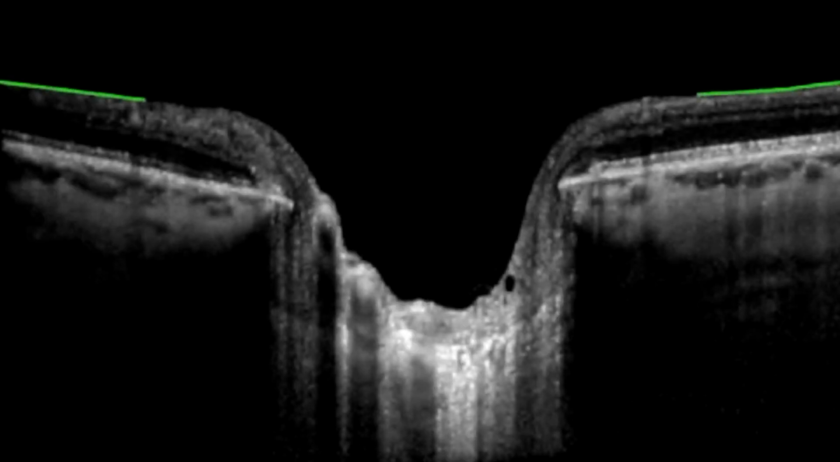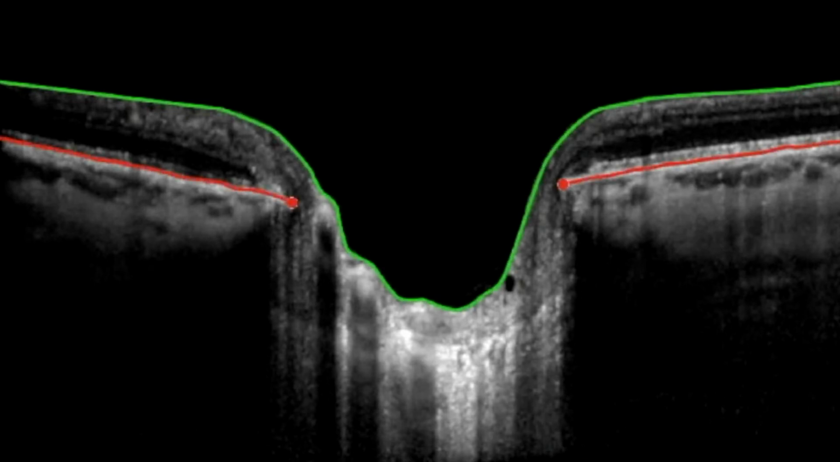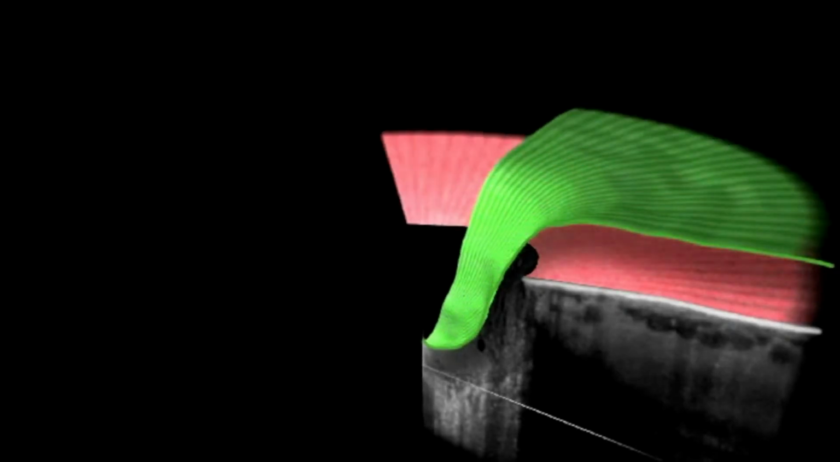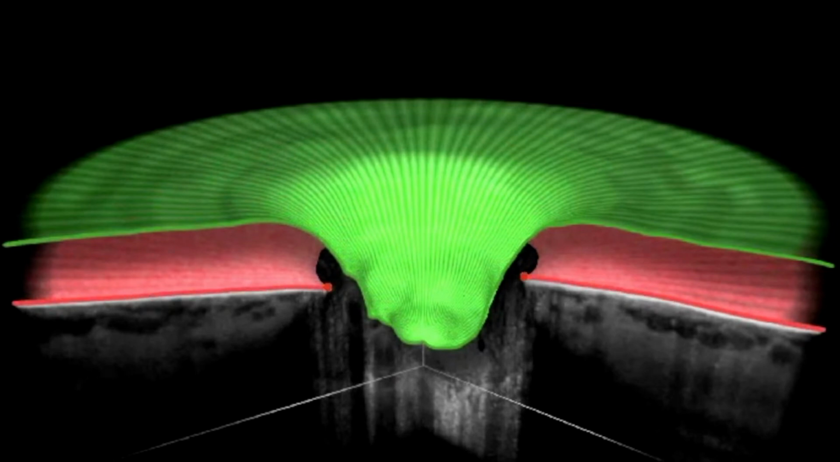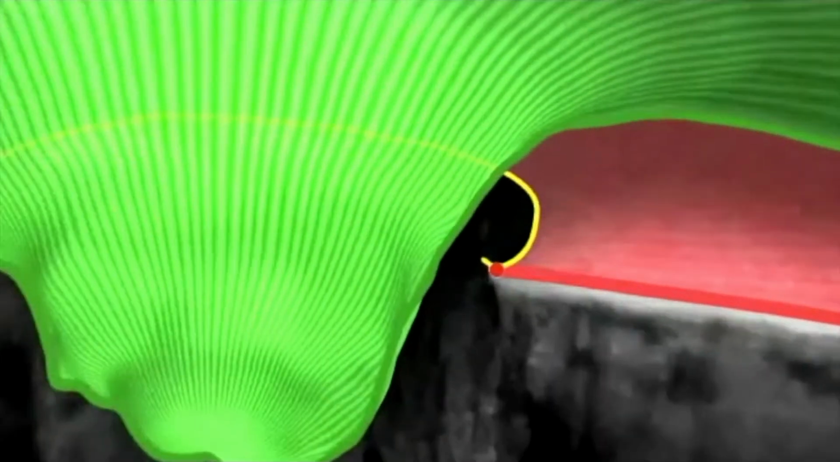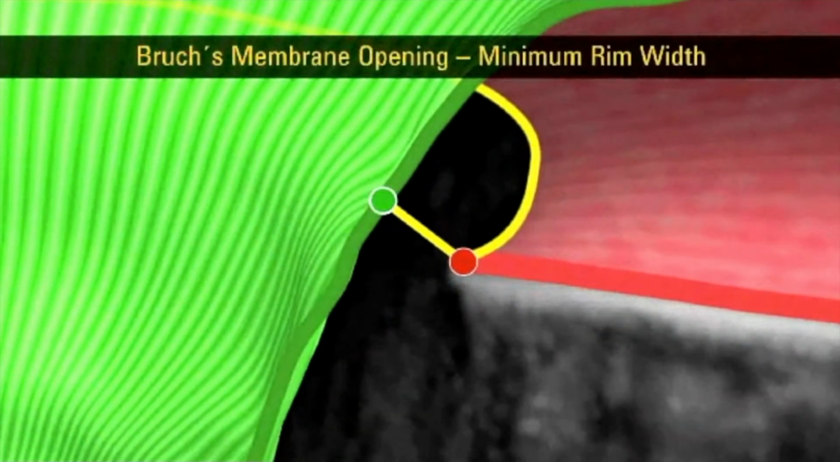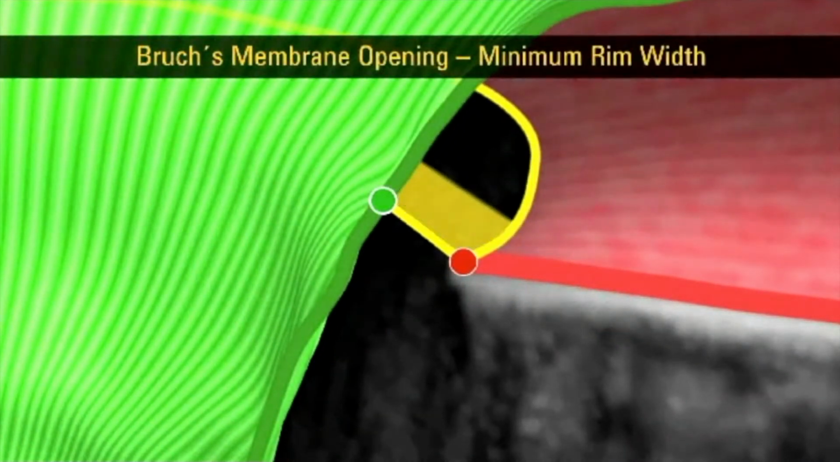Let us see a 3D animation of Bruch's membrane opening minimum rim width. The green line first segments the internal limiting membrane. The red line then segments Bruch's membrane. The red dot implies the Bruch's membrane opening. Bruch's membrane opening minimum rim width is the smallest distance between the internal limiting membrane and Bruch's membrane opening, as seen beautifully in this 3-dimensional animation.